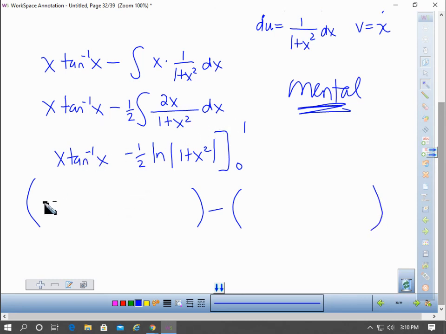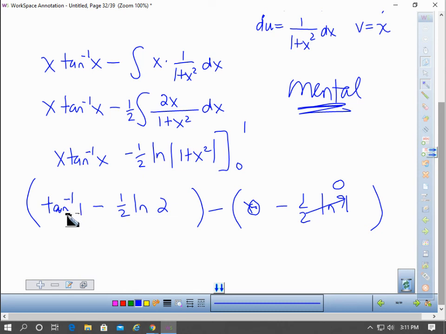So it's 1 times the inverse tan of 1 minus 1/2 ln. Put a 1 in here. That's going to be 2. Then when you put a 0 in there, well, that's going to be 0. So it'll be 0 minus 1/2. And then putting a 0 in here will be ln of 1. Now we know the ln of 1, that's 0. So all this is 0 back here. Good deal. So now what is the inverse tan of 1?